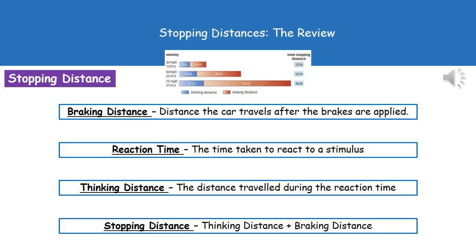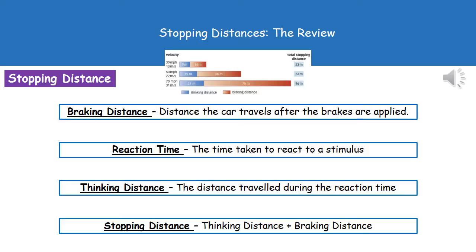So first thing we actually need to understand then are the four key terms for our lesson today. So first one we've got there is the braking distance, which quite simply is how far your car is going to be travelling from the moment you put the brakes on until it comes to a complete stop.